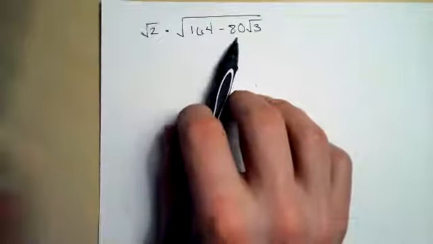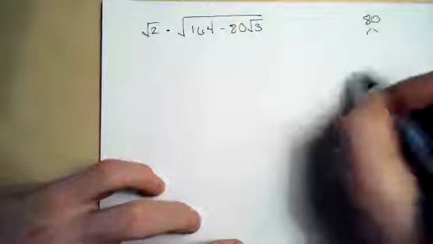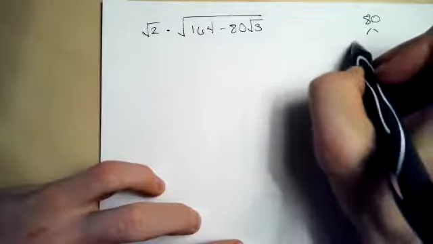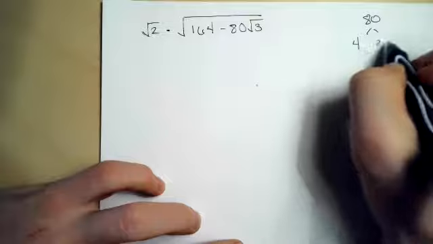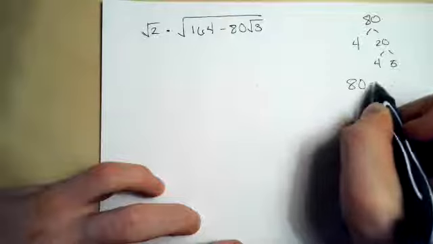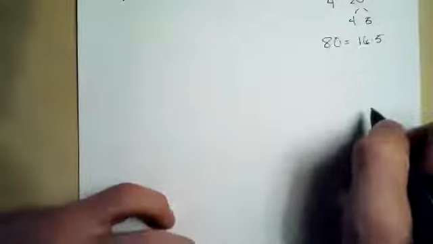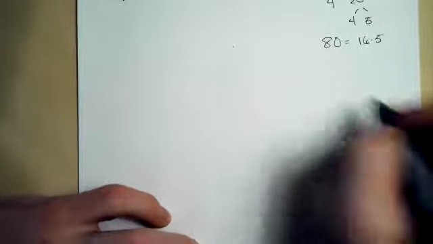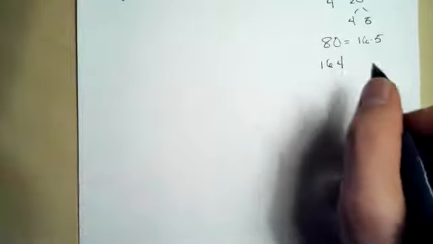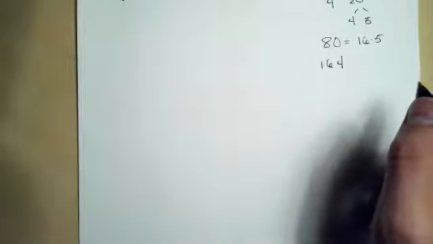So 80 we can factor out, at least powers of 4. Maybe we should factor those real quick. So 80 is 4 times 20, which is 4 times 5. So 80 is 16 times 5. 16 is a nice perfect square. What do we do for 164? It's 100 plus 64. That's 25 times 4 plus 4 times 16.